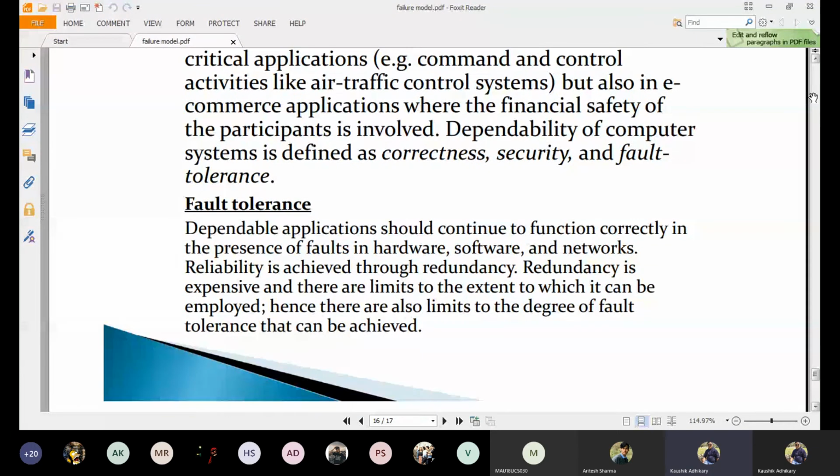Reliability is achieved through redundancy. Redundancy is expensive and there are limits to the extent to which it can be employed. Hence, there are also limits to the guarantees of fault tolerance that can be achieved.